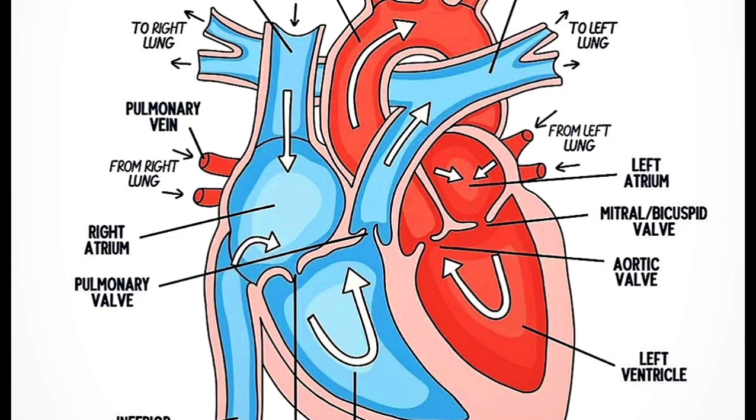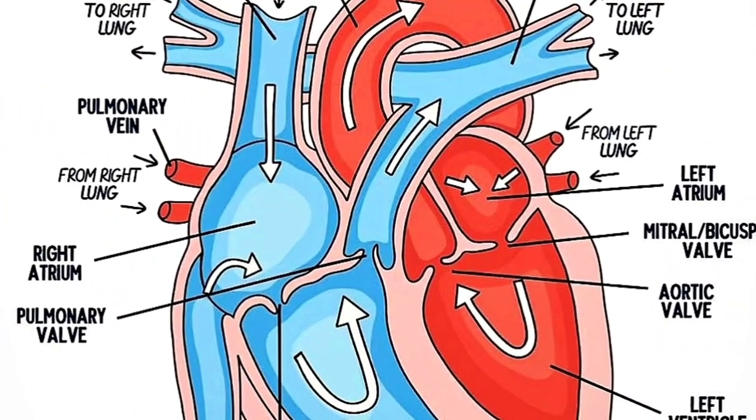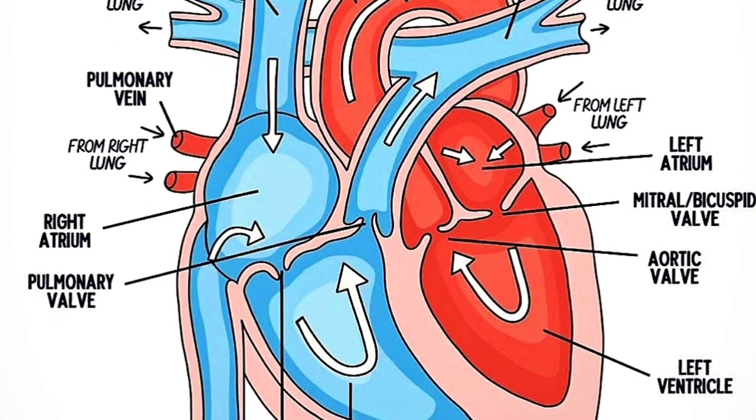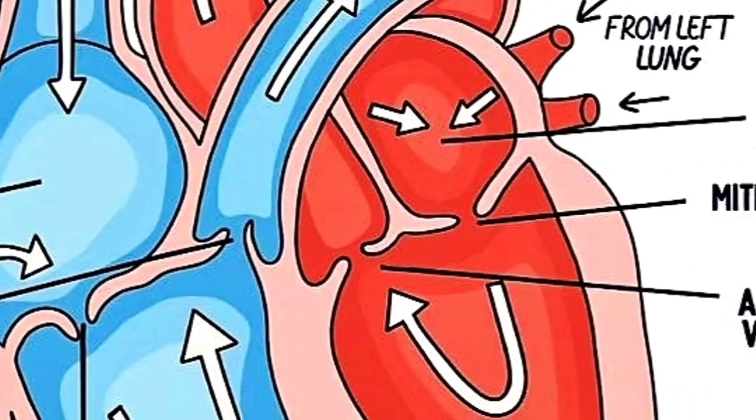Okay, next, blood oxygenated from the lungs is received into the left atrium. This is the left atrium. So how does the blood come into the left atrium? It is through the pulmonary veins from the left lung and the right lung. So from the left atrium, the blood reaches into the left ventricle through the mitral valve or bicuspid valve. This is the mitral valve.